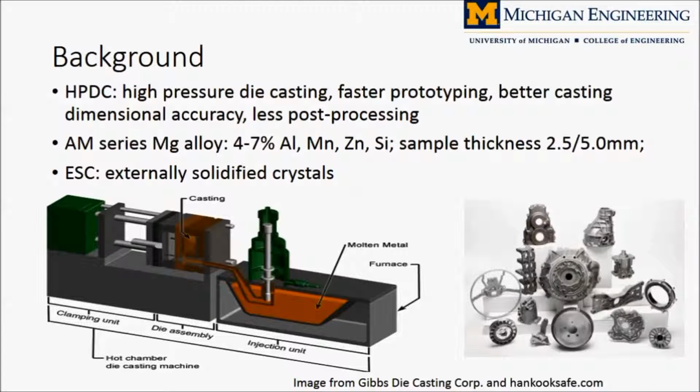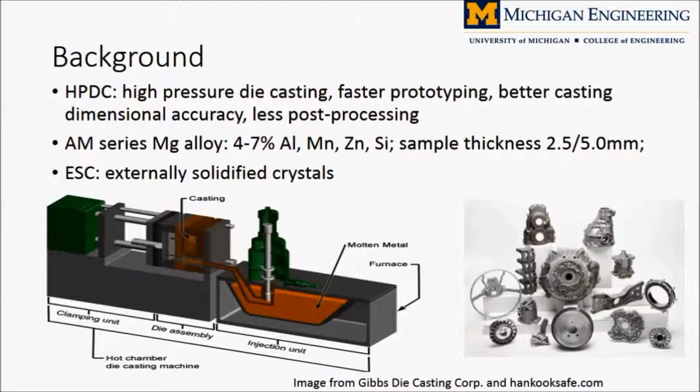Among all processing methods, high-pressure die casting is currently the dominant processing method for magnesium alloys because of its faster prototyping speed, better casting dimensional accuracy, and less post-processing required. The most common cast magnesium alloys are AM series alloys, containing 4 to 7% aluminum and less than 1% manganese, zinc, and silicon, which are explored in this project.